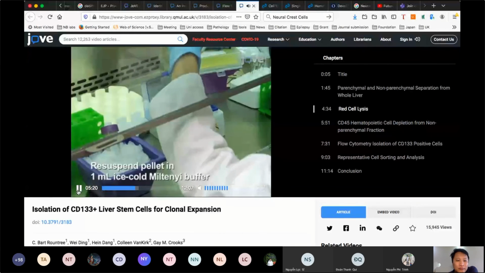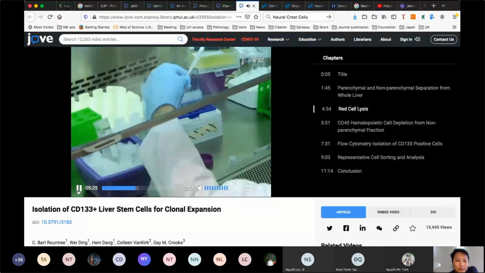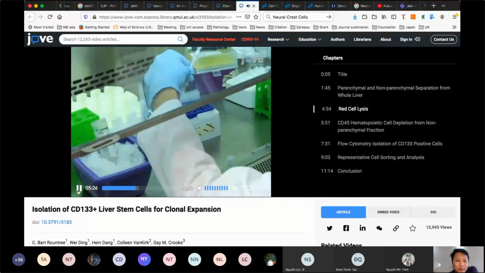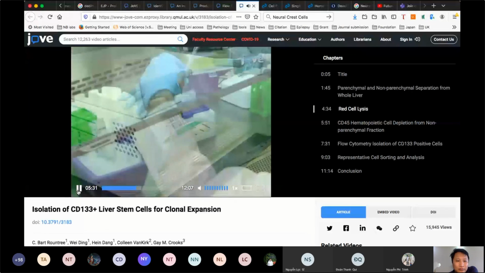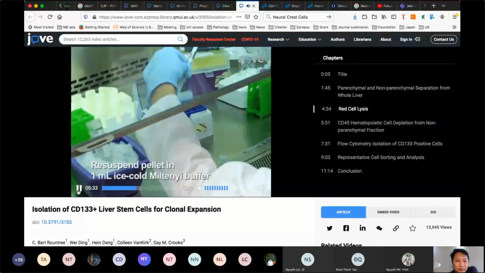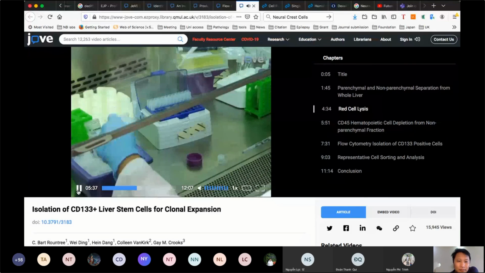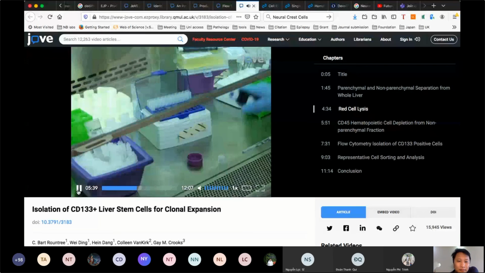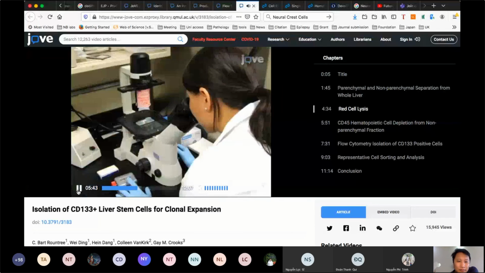Following the spin, discard the supernatant, which contains lysed red blood cells, and resuspend the pellet in 1 milliliter ice-cold and sterile Miltenyi buffer. Centrifuge at 200 times G for 5 minutes. After the spin, discard the supernatant and resuspend the pellet in 1 milliliter ice-cold and sterile Miltenyi buffer. Then remove 10 microliters of this cell suspension and add 10 microliters Trypan Blue. Count the non-parenchymal cells using a hemocytometer.